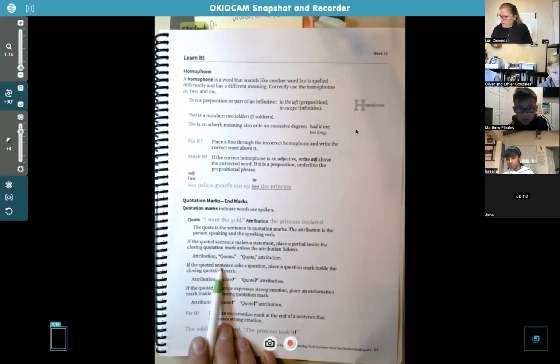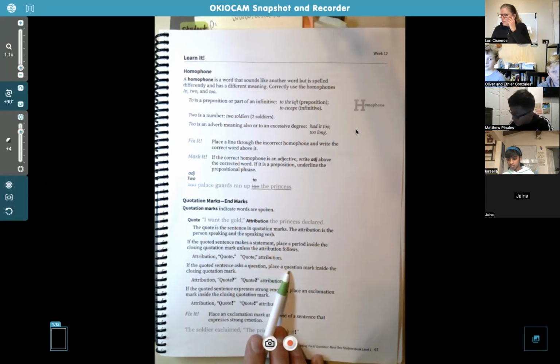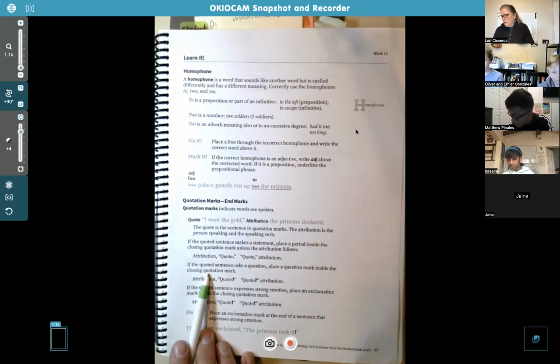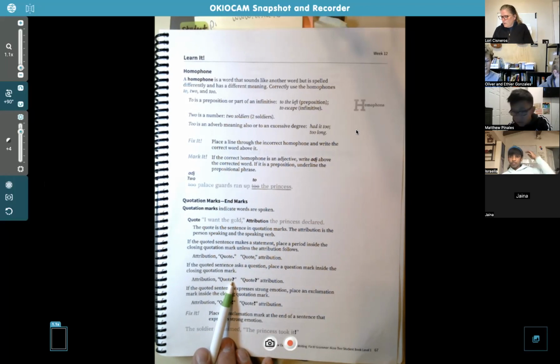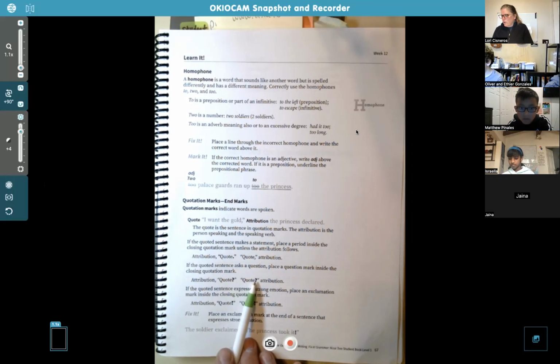Here's another one. If the quoted sentence asks a question, place a question mark inside the closing quotation mark. Again, same as this period, it goes inside the quotation mark. Notice this one, if you put the quote with a question first, you don't need a comma. So you never really use two punctuations together. Like you would never need to have a period and then a comma.